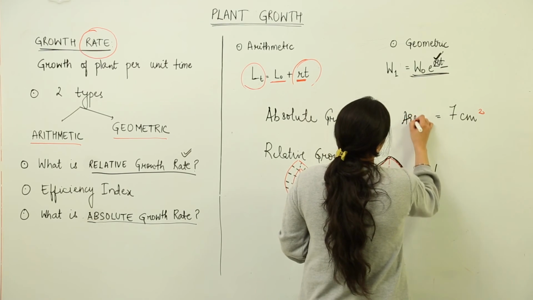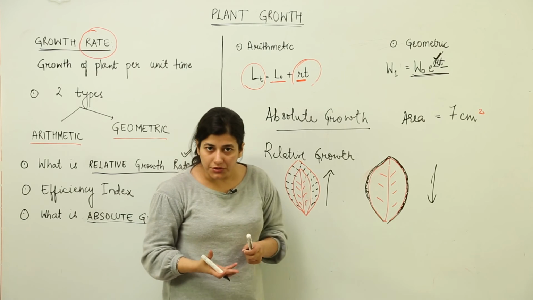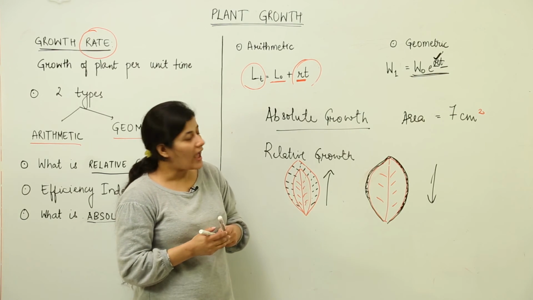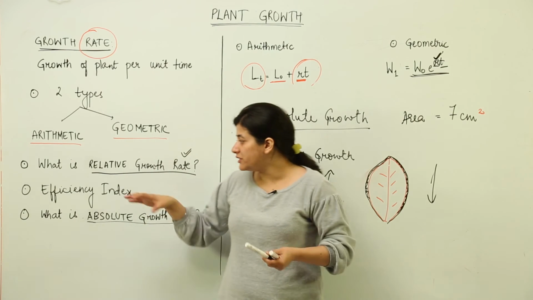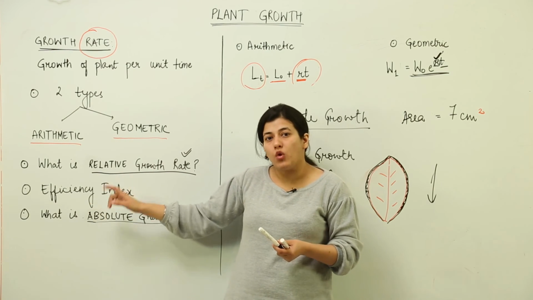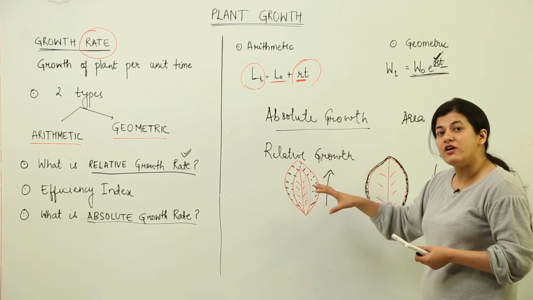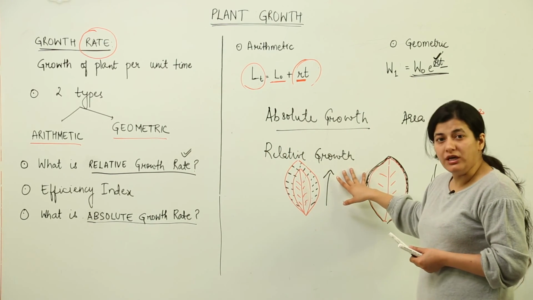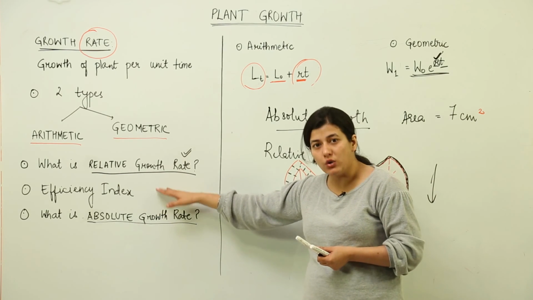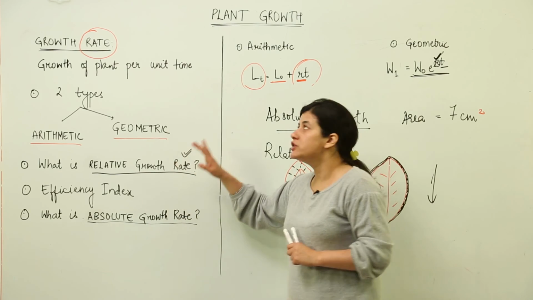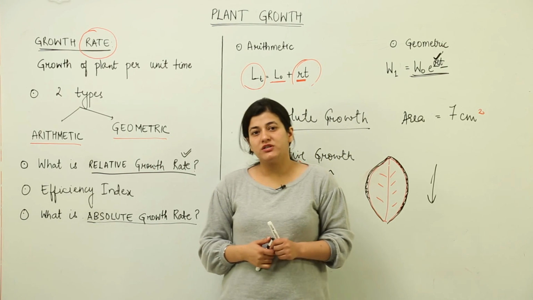So basically absolute growth, as the name suggests, is an absolute term, while the relative growth has a relation with something which is previously present, and that is determined by the efficiency index. The higher the efficiency index, the higher the degree of growth that would be observed. The relative growth would be more as compared to that particular plant which has a lower efficiency index. So basically this is all about the growth rates which are observed in the plant.